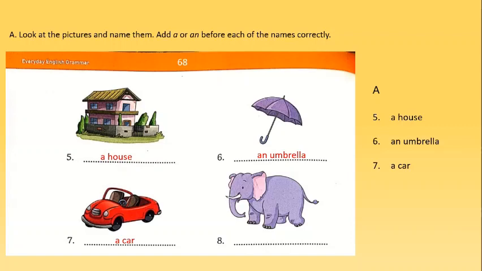And the last picture is the picture of elephant. Can you write this down on your own? I'm sure you can. Yes, elephant begins with a vowel E. So an elephant.